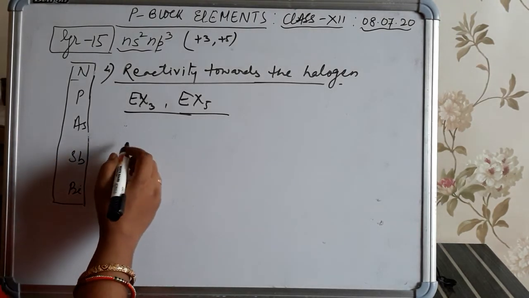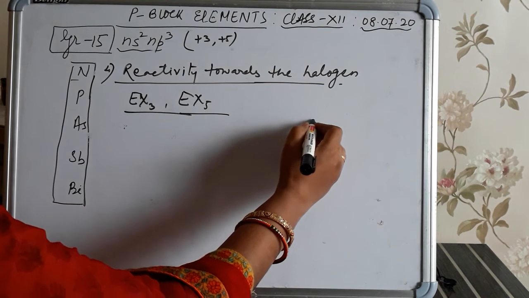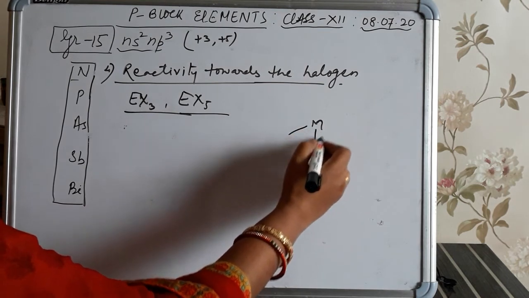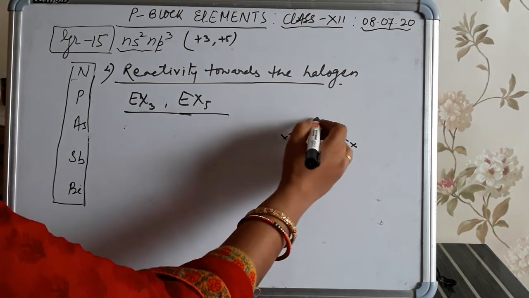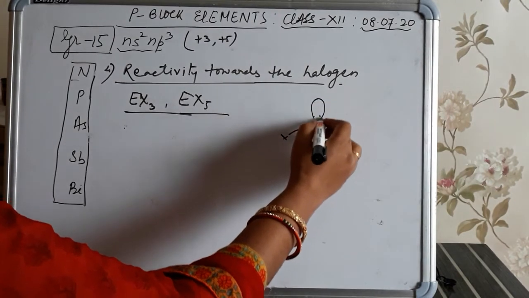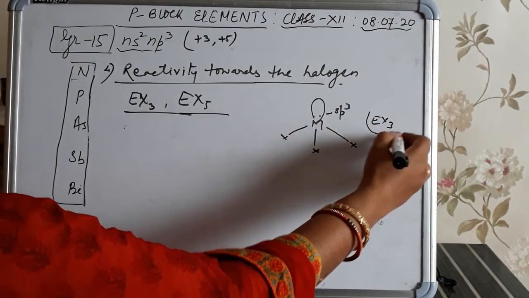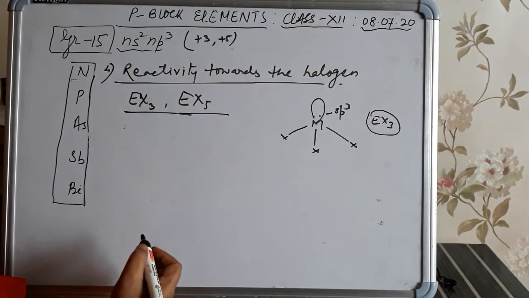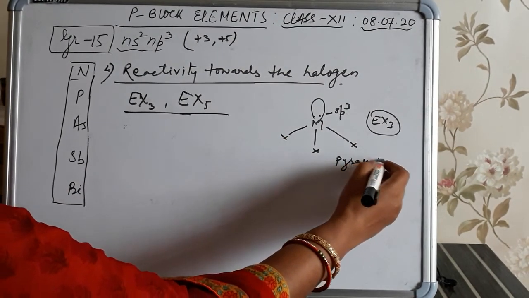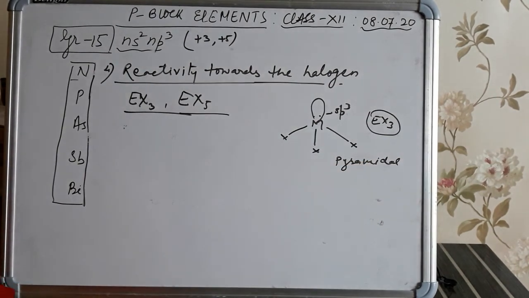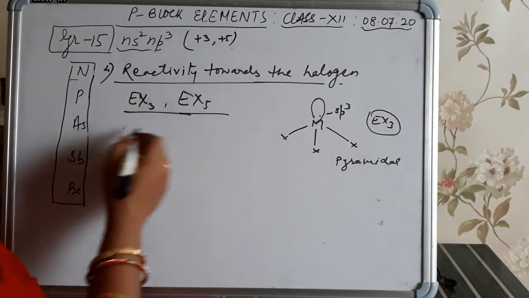So students, Lewis acid character in the halides. The central atom is sp3 hybridized. The structure of EX3 trihalides has a pyramidal shape. Lewis acid strength increases down the group.